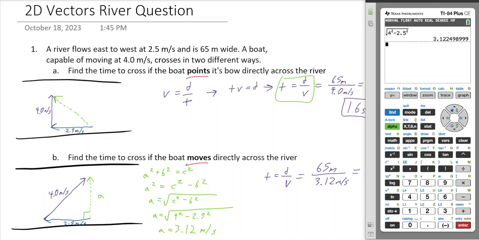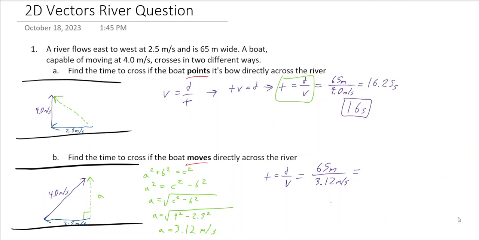So what is our new time? Well, let's go 65 divided by that, which we get 20.816. Rounds to 7, but we're going to round it to 21 seconds.